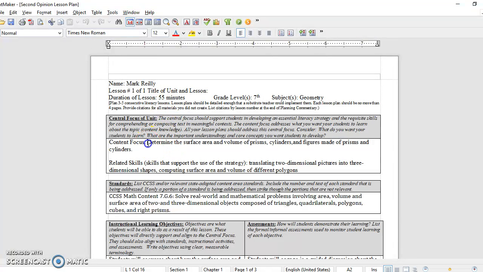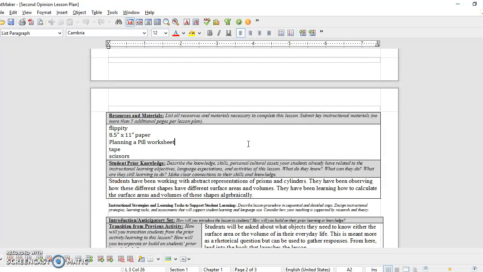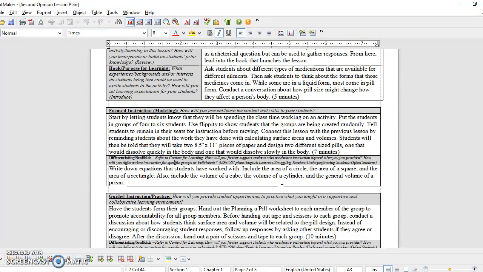The first thing I did was determine my central focus: determine the surface area and volume of prisms, cylinders, and figures. So if we scan down to where the student prior knowledge is, the students have been working with these representations as far as two-dimensional objects are concerned. They've been doing the algebra behind it, but we've not really seen how area and volume relate to one another.